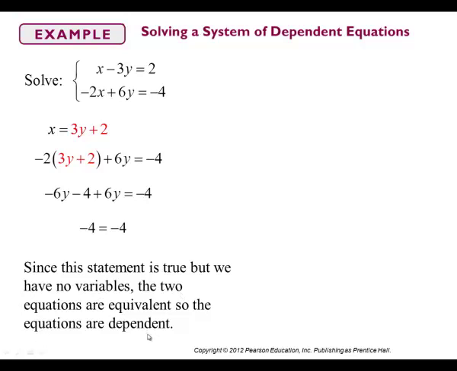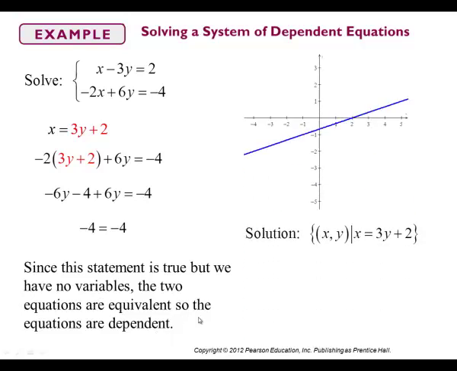So these are dependent. This is called a dependent system, and there is an infinite number of solutions. So in this case, what we would write is x, y, and then we would write the equation. In this case, we wrote it just like we wrote here, x equals 3y plus 2. So this would be the set of both x and y, given that x is equal to 3y plus 2.